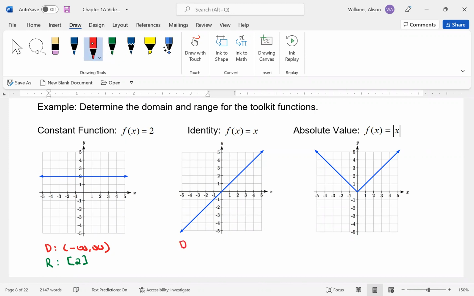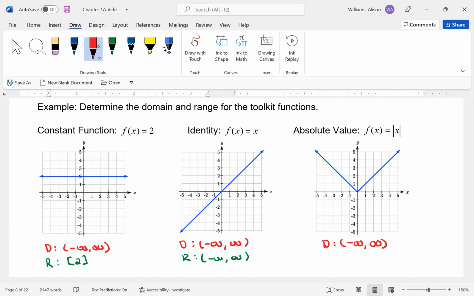Again, it's going forever to the left and forever to the right. So all real numbers, or negative infinity to positive infinity. The range is actually going all the way down and all the way up. It's forever going down. There's no low point, no high point because of the arrows. So the range is also all real numbers. Okay, absolute value function, forever to the left, forever to the right. Hope you guys are seeing there's a bit of a pattern here.